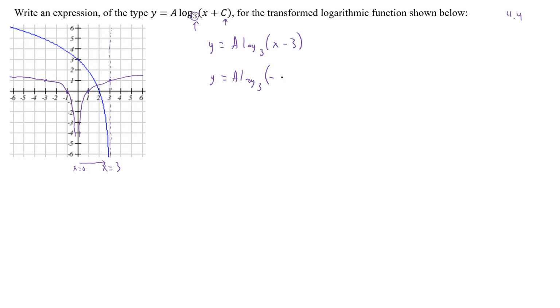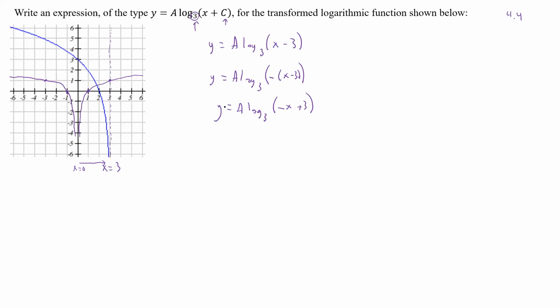So that's our next part. And so we're going to take a negative of the x minus 3. And so to simplify that, we get a log base 3. And now that's a negative x, and that's plus 3. Okay. So that's that. Now what do we do?